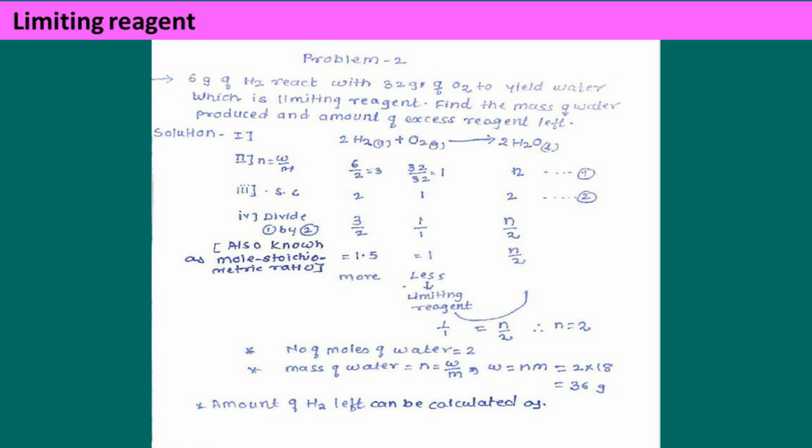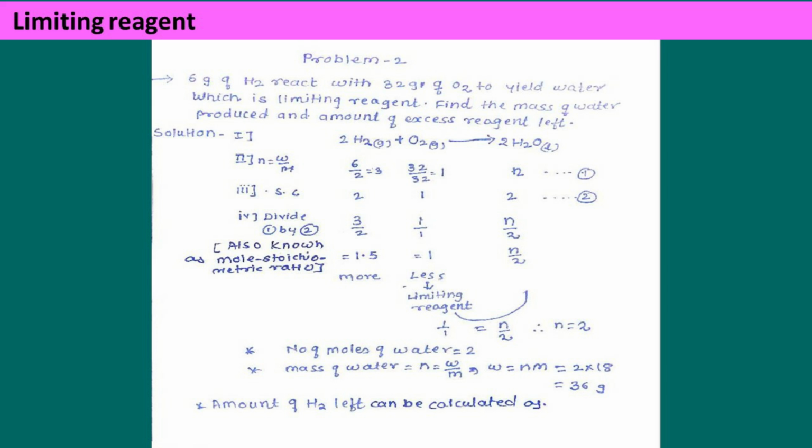Step number 1: First write the balanced chemical reaction. So the balanced chemical reaction is 2H2 plus O2 gives 2H2O. Hydrogen and oxygen are both in the gaseous state, whereas water is in the liquid state.